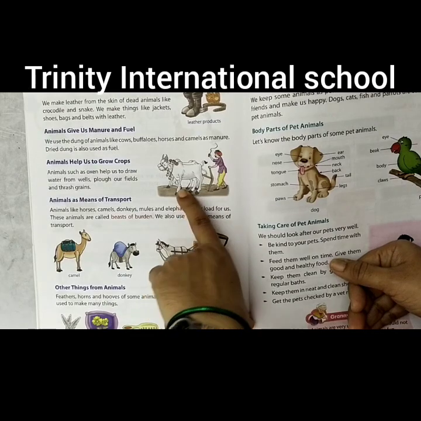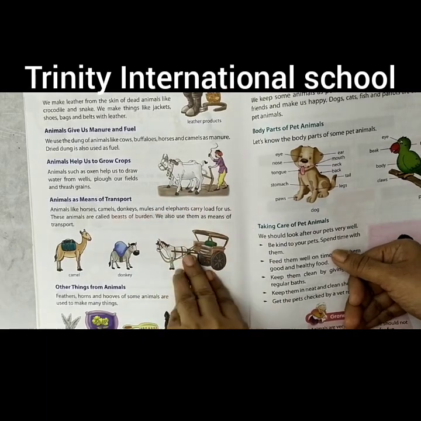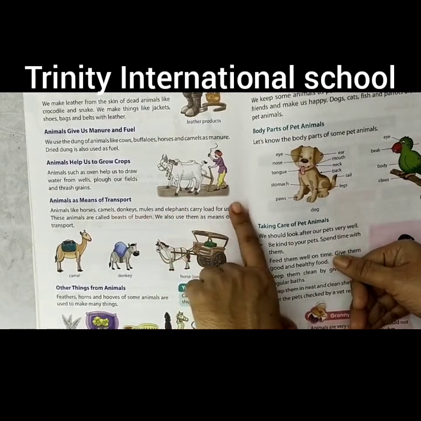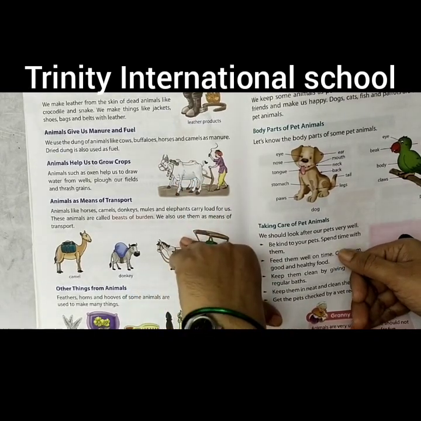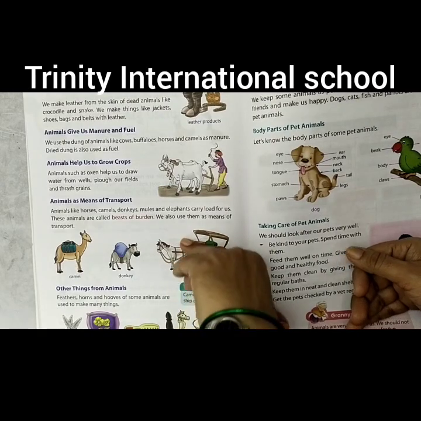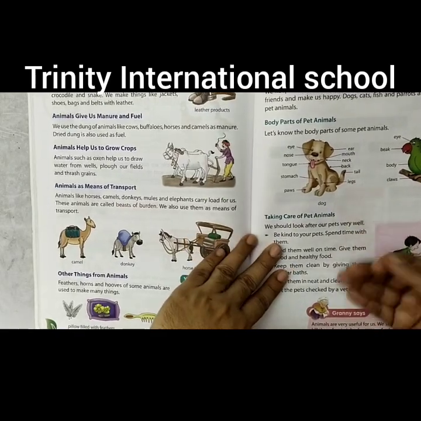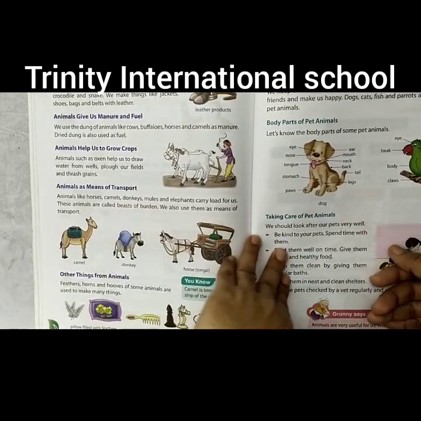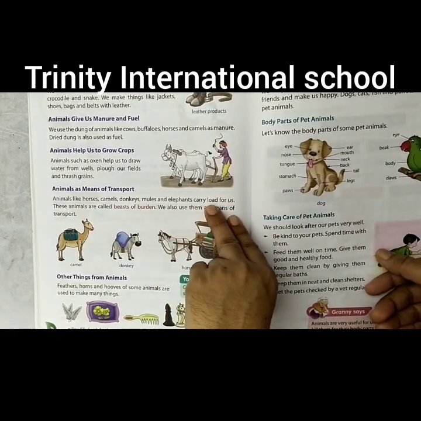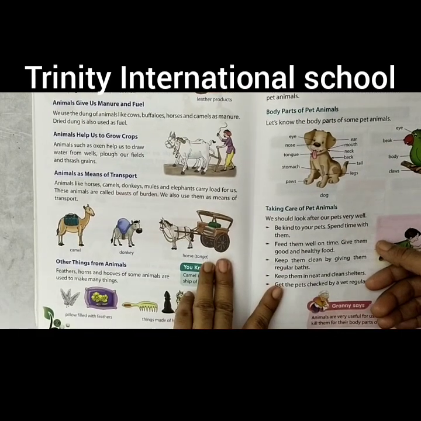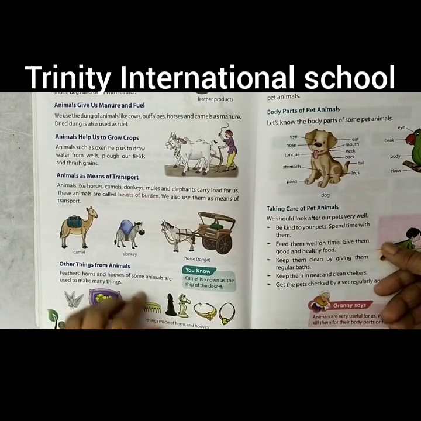उसके बाद दीज एनिमल्स आर यूज्ड टू ड्रॉ वाटर. मीन्स जब उनके फील्ड में वाटरिंग करने की ज़रूरत पड़ती है तो पानी निकालने के लिए वो एनिमल्स का यूज़ करते हैं. और उसके बाद फॉर थ्रैशिंग ग्रेन्स दे ऑल्सो यूज़ एनिमल्स. थ्रैशिंग ग्रेन्स मतलब जब क्रॉप को काटने के बाद उसे सुखाते हैं तो ग्रेन्स को सेपरेट करने के लिए भी एनिमल्स का यूज़ करते हैं. सो एनिमल्स आर ऑल्सो हेल्पिंग अस टू ग्रो क्रॉप्स.